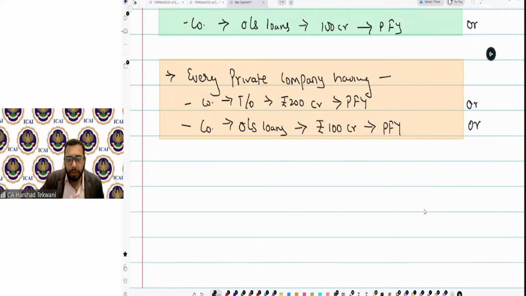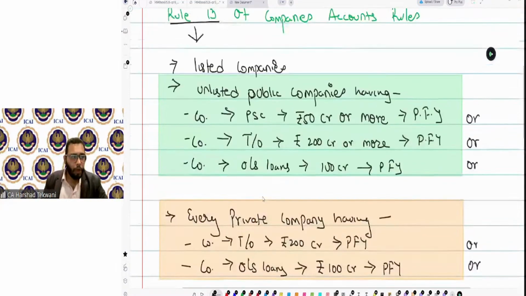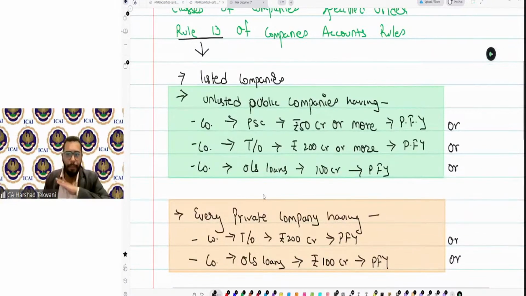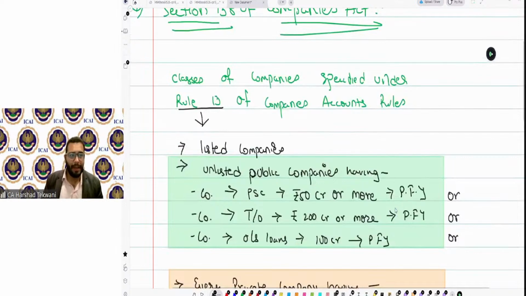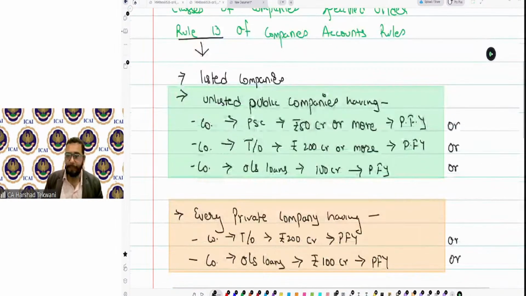Again, this is 'or'. So you have three types of companies. Listed, by default, everything is covered. Unlisted public companies, only those satisfying any of the three criteria. Private limited companies, satisfying any of the two criteria. The paid up share capital criterion is not there for private companies.